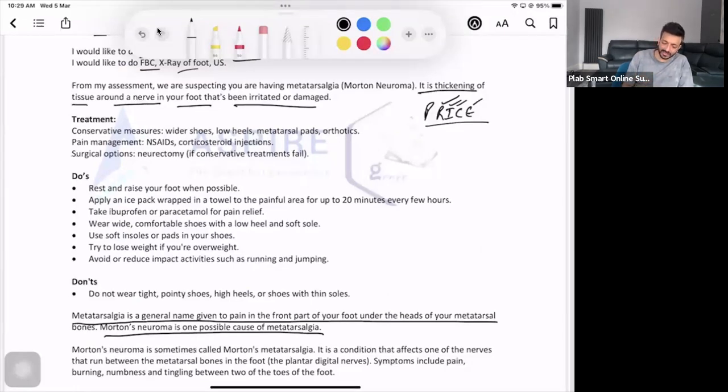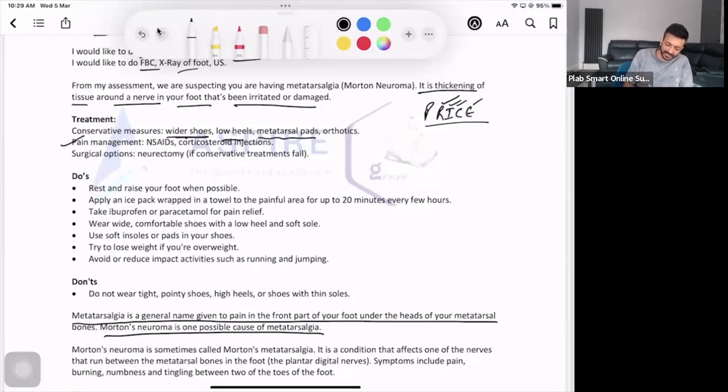PRICE. So conservative treatment, so you can avoid wearing these heels as well. So it's better if you wear wide shoes, low heel. That is the main thing. And in the market, at Boots pharmacy, you'll be able to find some pads as well, metatarsal pads. So for example, if you have got flat feet and you wear these metatarsal pads, you will see it is much better and you won't have the pain, right?